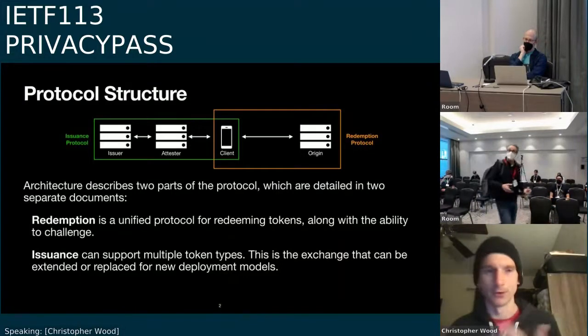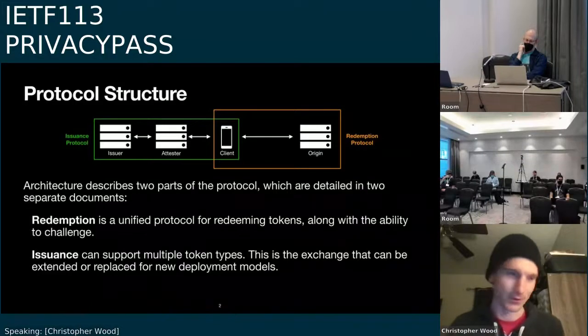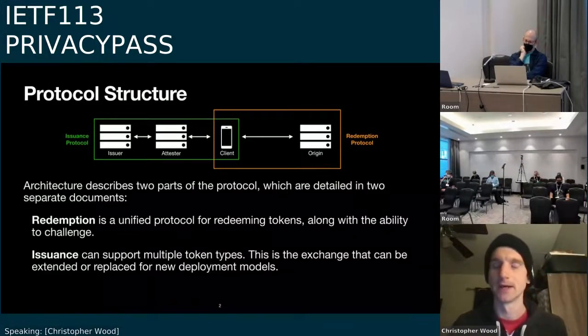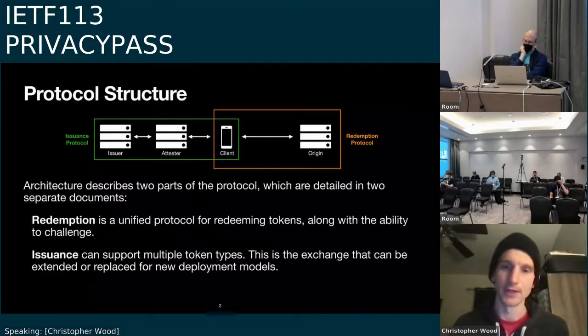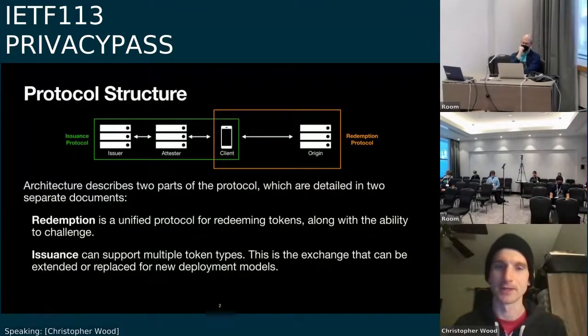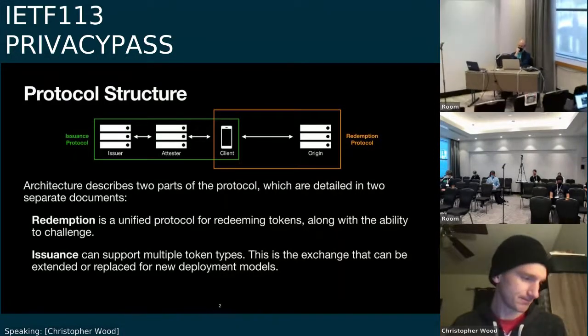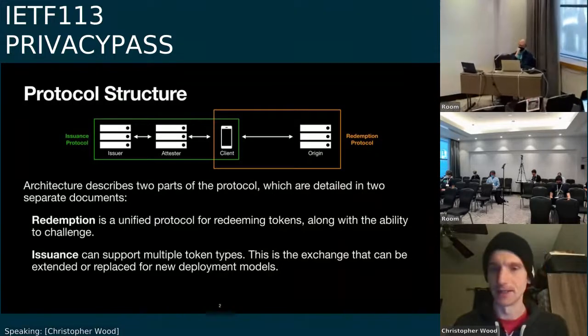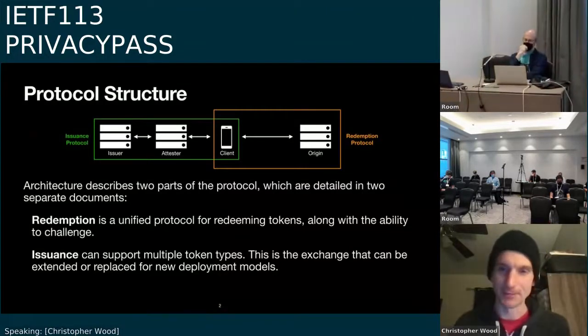I tried to orchestrate things such that the redemption protocol is really simple and lightweight, and doesn't really put a lot of burden on the origin. Conversely, the issuance protocol, therefore, encapsulates all of the complexity of new token types and, I guess, relevant privacy properties of those different issuance protocols. Yeah, that pretty much sums it up, I guess.